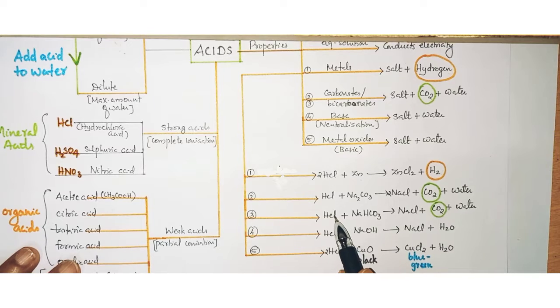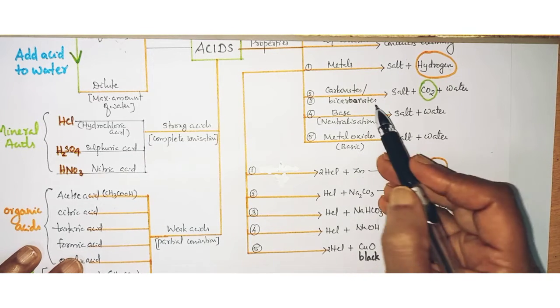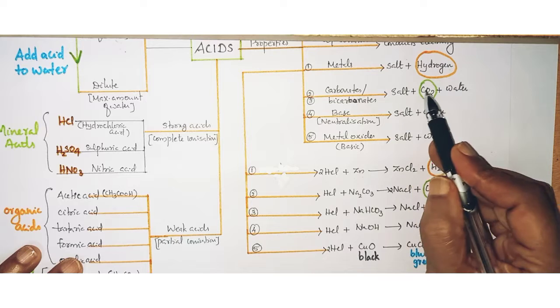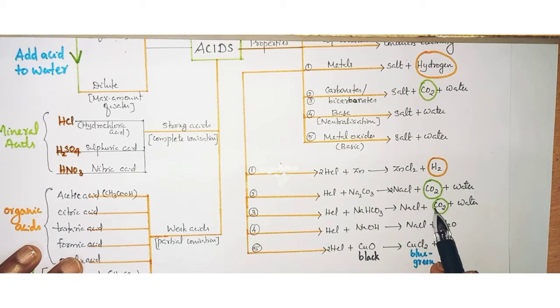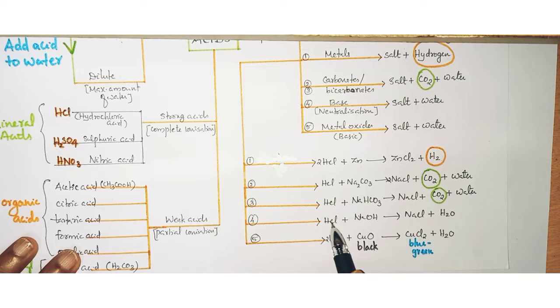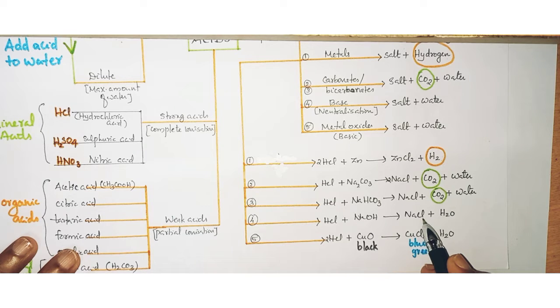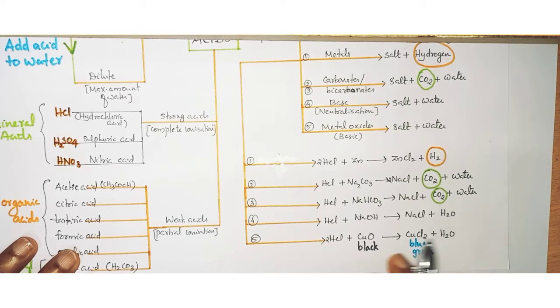Then another reaction is acid plus sodium bicarbonate. So with bicarbonate again salt, carbon dioxide and water are formed. Here acid plus a base, so HCl plus NaOH. So NaOH is a strong base and a neutralization reaction takes place and salt, water are formed.